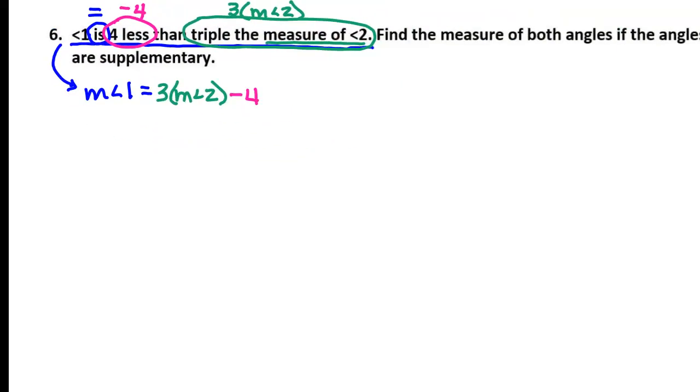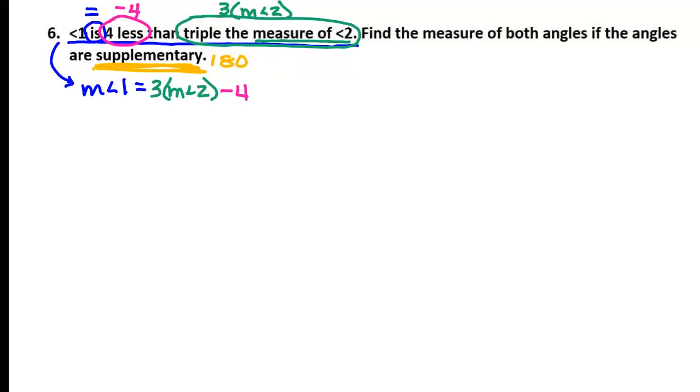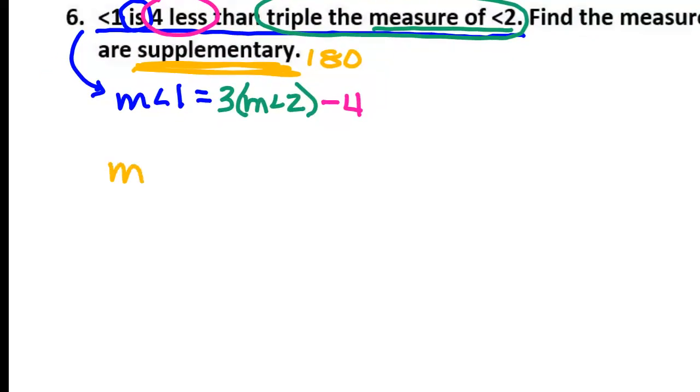What else do I know about angles 1 and 2? They're supplementary. What does that mean? The sum equals 180. So the measure of angle 1 plus the measure of angle 2 equals 180 degrees.